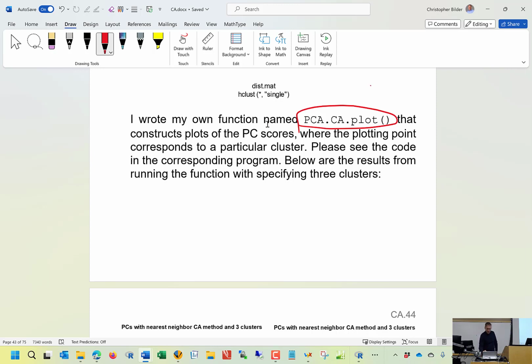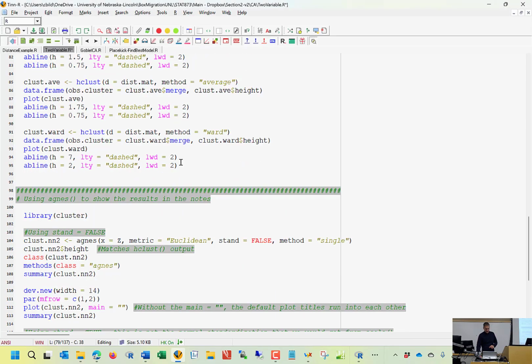I've written a function called pca.ca.plot to help you in this process. You do need to take a look at the contents of it. It's basically taking what we did with principal component analysis and combining it with cluster analysis. Take a look at that function on your own. We will look at how to run the function next.